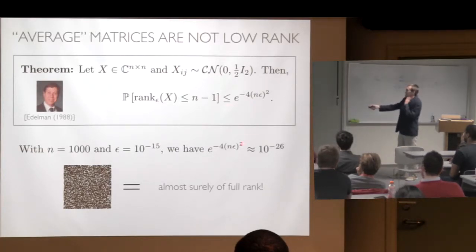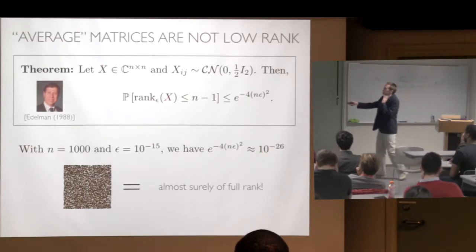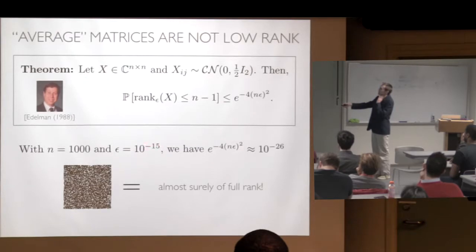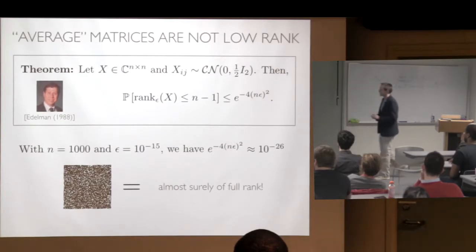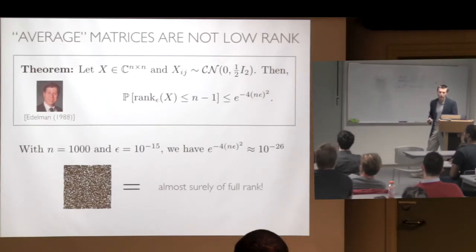So this is the exact result here. This is what I'm referring to here. The probability of getting a matrix which is rank deficient when epsilon is 10 to the minus 15 and n is 1,000 is 10 to the minus 26. It's a tiny number. So random matrices are almost surely of full rank. So that cannot be the reason.